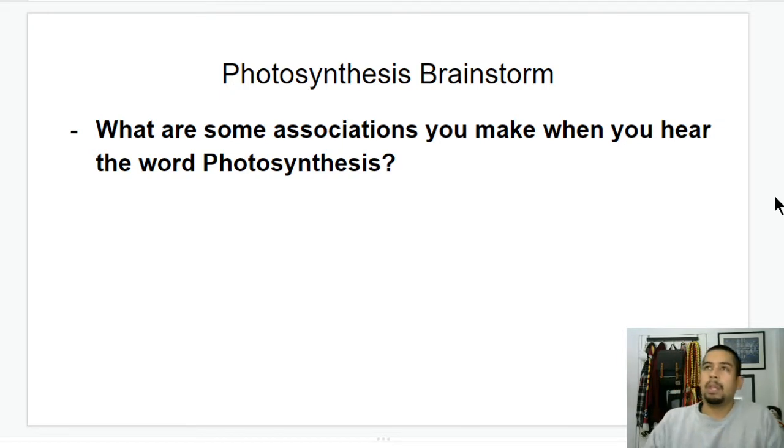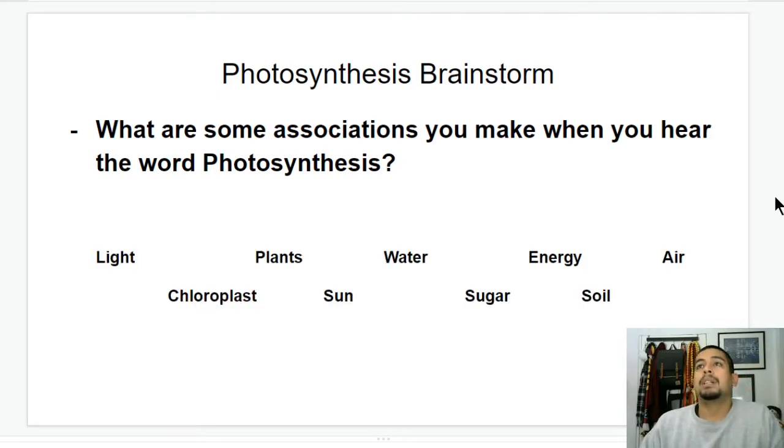So now that I've given you a few seconds to think about it, I'm going to show you some of the words that I often hear when talking about photosynthesis. Here we go. Light, plants, water, energy, certainly, air, and chloroplast. Some of you might know chloroplast from other classes when you learn about the cell, and you know that chloroplast has to do with photosynthesis. We'll get into that in just a second.